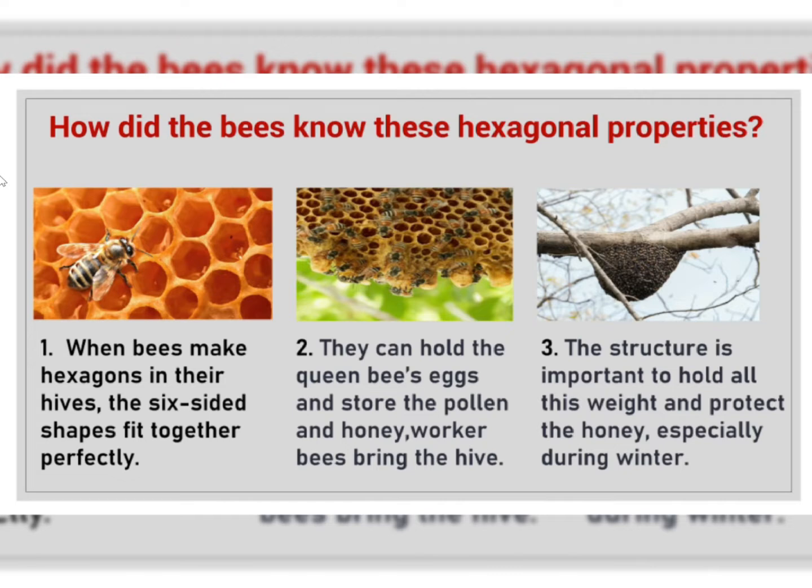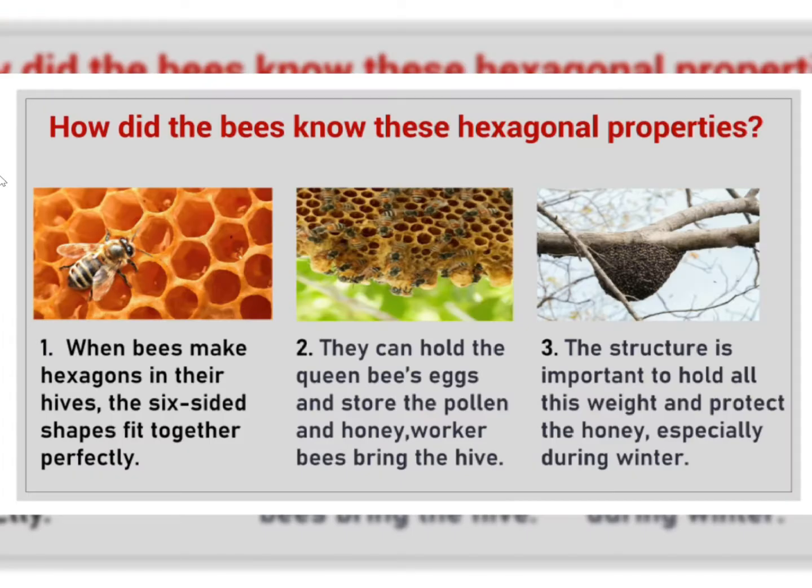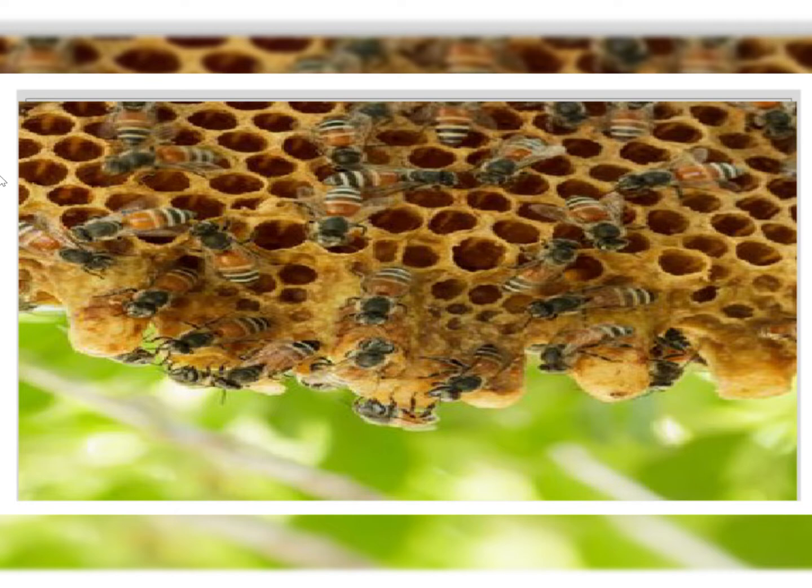There are three main reasons for this. The first reason is, when bees make hexagons in their hives, the six-sided shapes fit together perfectly. Second, they can hold the queen bee's eggs and store the pollen and honey the worker bees bring to the hive.